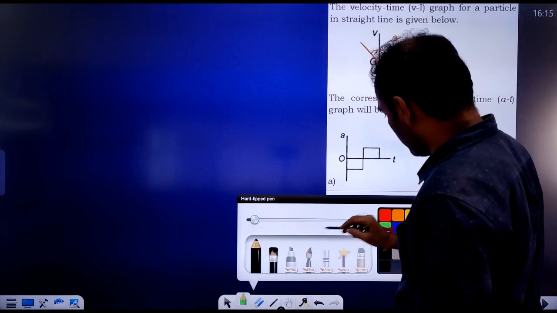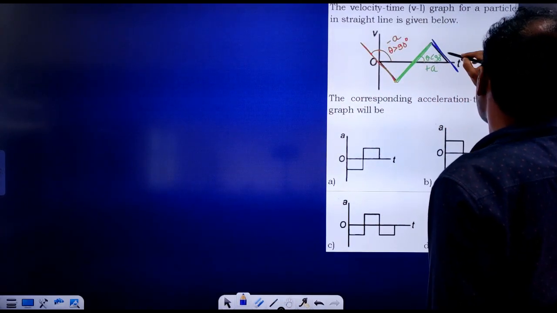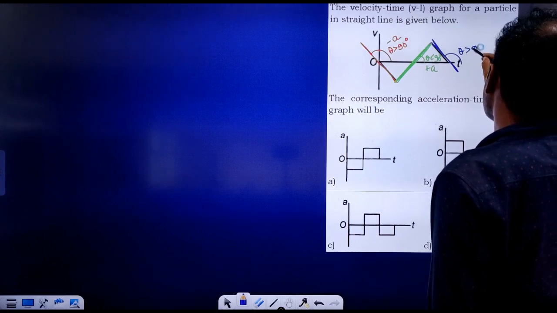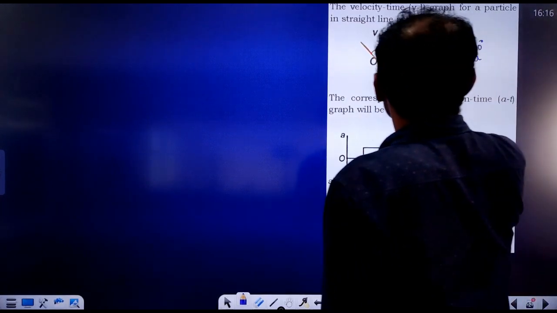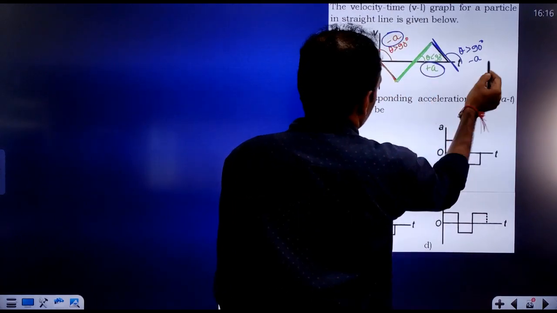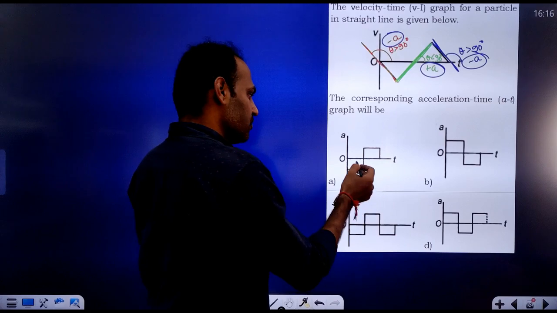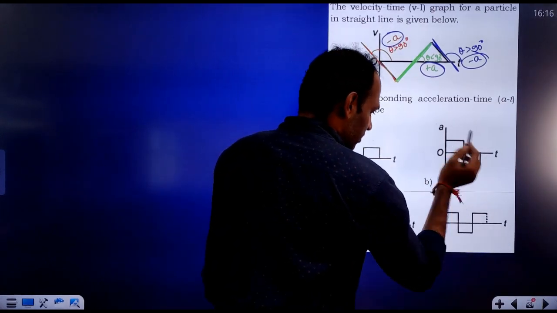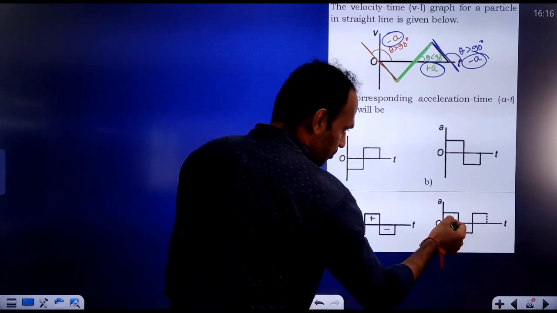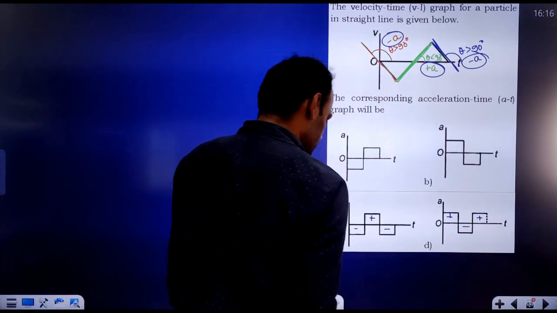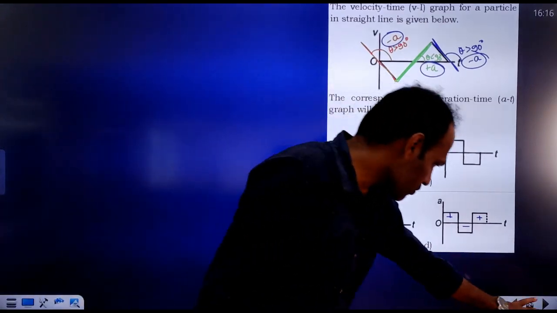Next, for this line, again the angle is greater than 90 degrees. If the angle is greater than 90 degrees, acceleration is negative. So acceleration is negative, positive, negative, negative, positive, negative. Comparing the options, one is negative-positive, one is positive-negative, one is negative-positive-negative, and one is positive-negative-positive. So which option is correct? Option C is correct, right? Okay, let us go to the next question then.